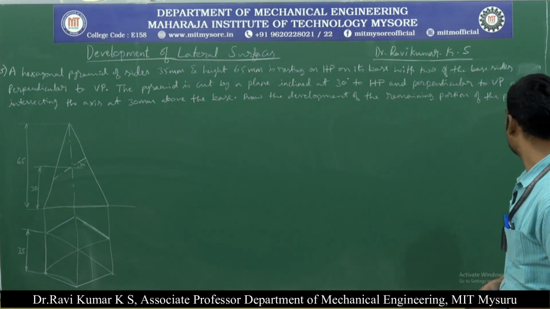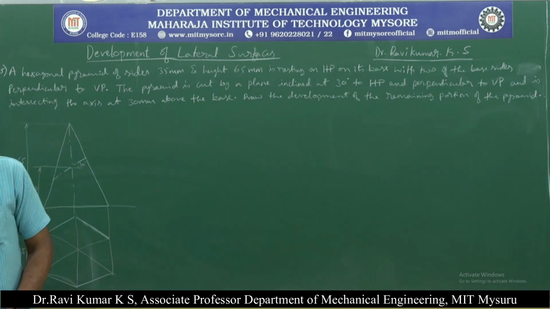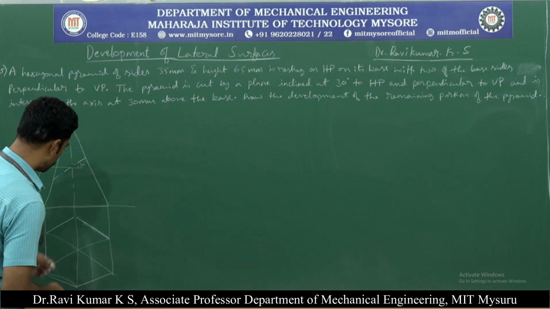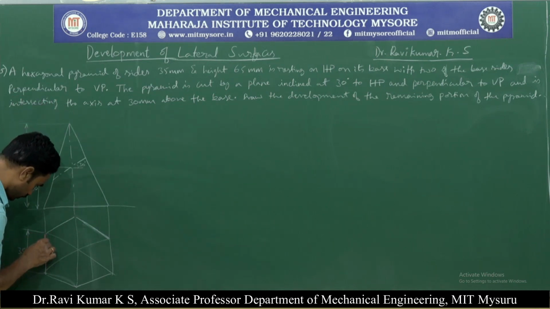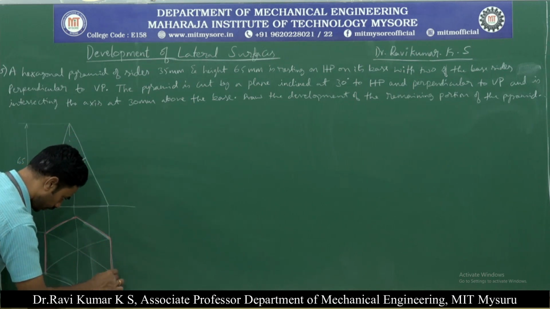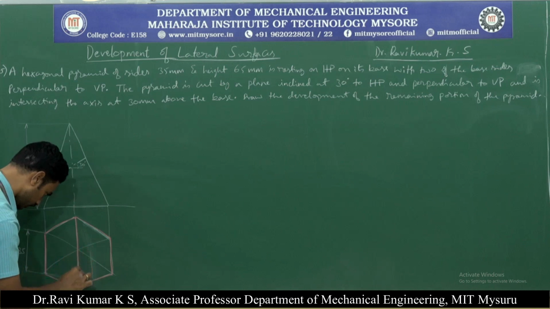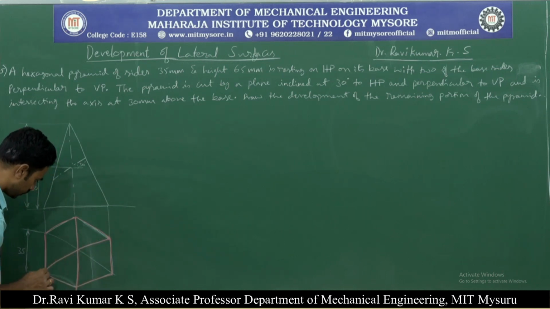Draw the development of the remaining portion of the pyramid. So you need to draw the development of the remaining portion. To do that, you just have a look at the front view. So this is the front view. I am not going to take much time on the front view because you are already familiar with the writing of the front view. This is the same as the projection of solids.